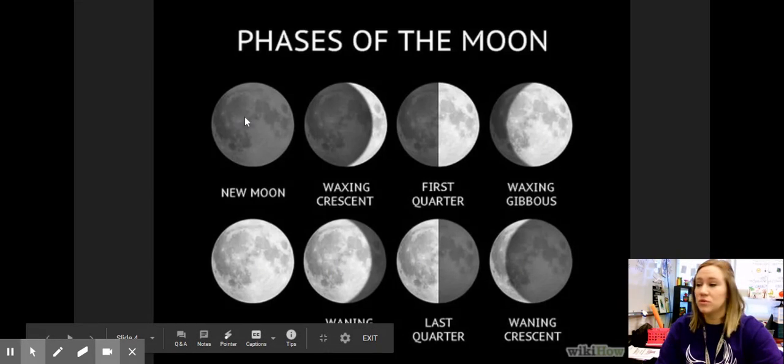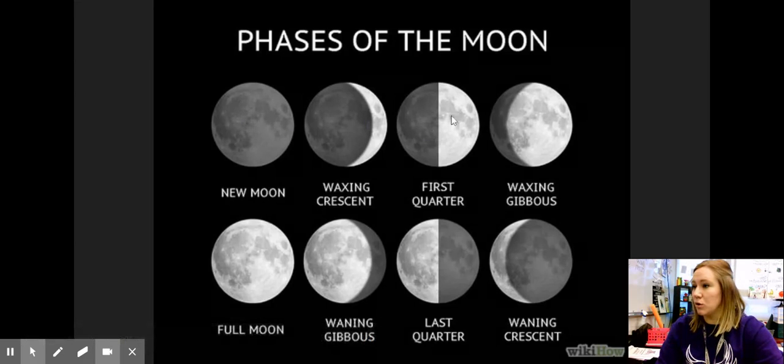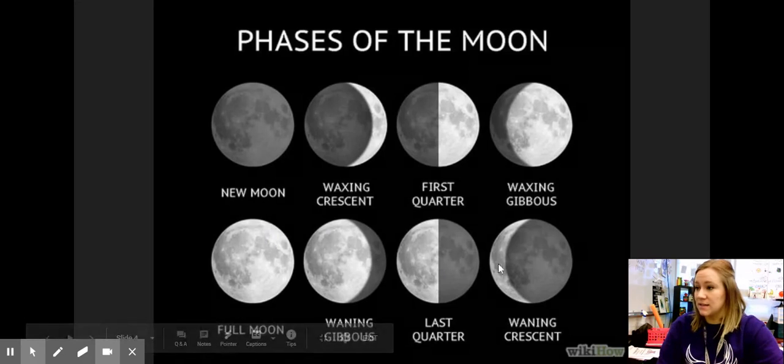So if you notice, the moon starts as nothing and it gets bigger, more light, more light, more light, and then there's nowhere to go but down, so less light, and less light.